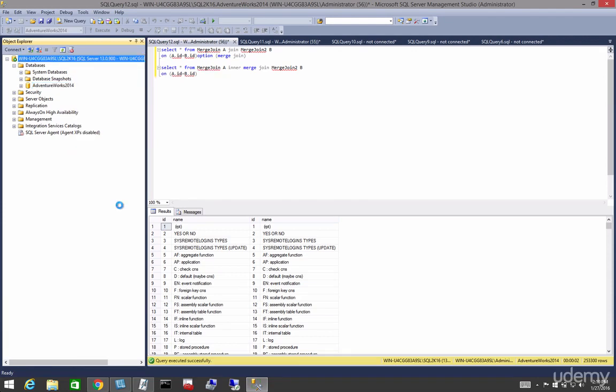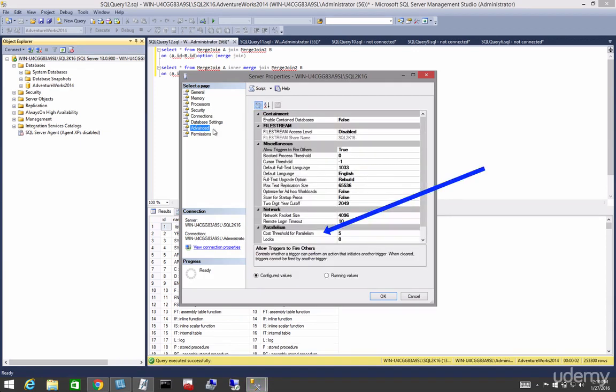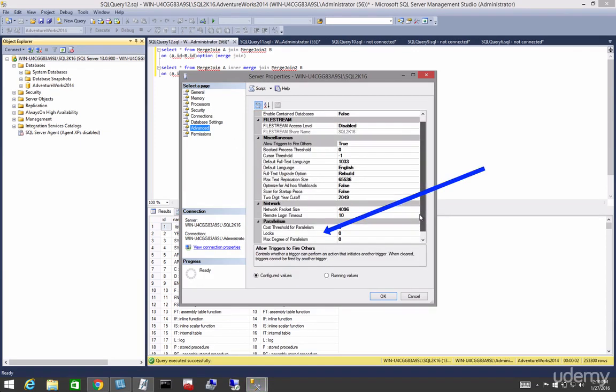The cost threshold for parallelism is an estimate, roughly defined in seconds, that the query optimizer has determined a statement will take based on an estimated or cached execution plan. Generally, the queries that qualify for parallelism are high I/O queries.